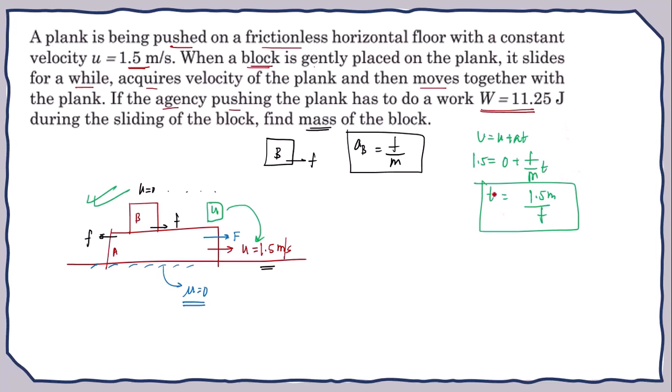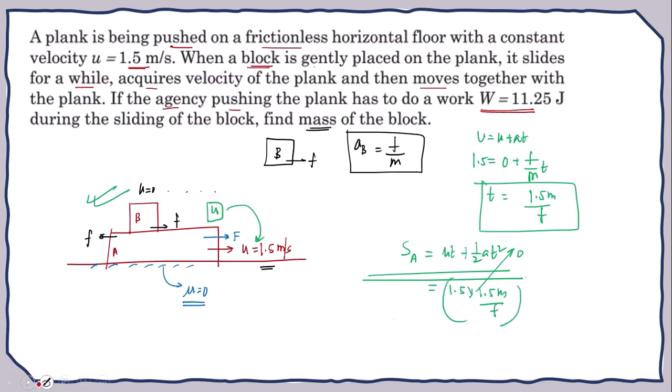And in that period of time, let us say s is the displacement of the plank A. That should be equal to ut plus half at square. Now regarding this plank, it is given that the plank is moving at constant speed. So what is the displacement of the plank then? The displacement of the plank is basically equal to u into t only. Why? Because a is 0. So u is 1.5, into t, which is 1.5 m by f. That is the displacement.